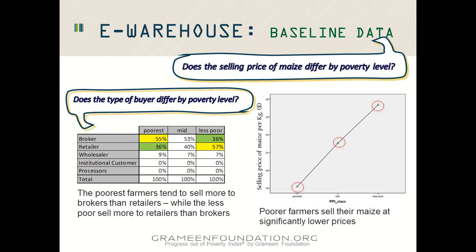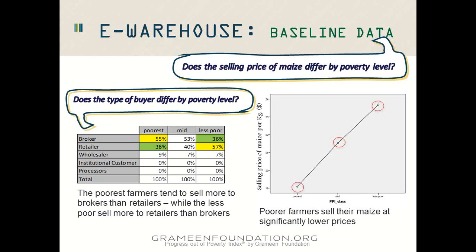Smallholder farmers, and particularly the poorer ones that have lower volumes, are often forced to sell to brokers due to the low volume and their inability to attract larger buyers. We also found that the poorer farmers sold their maize at significantly lower prices than the less poor farmers. And this is likely a combination of factors, like selling closer to harvest at lower prices, selling through brokers rather than retailers, and it could also be the quality of the grain that they're producing if they're unable to afford quality inputs and fertilizers.